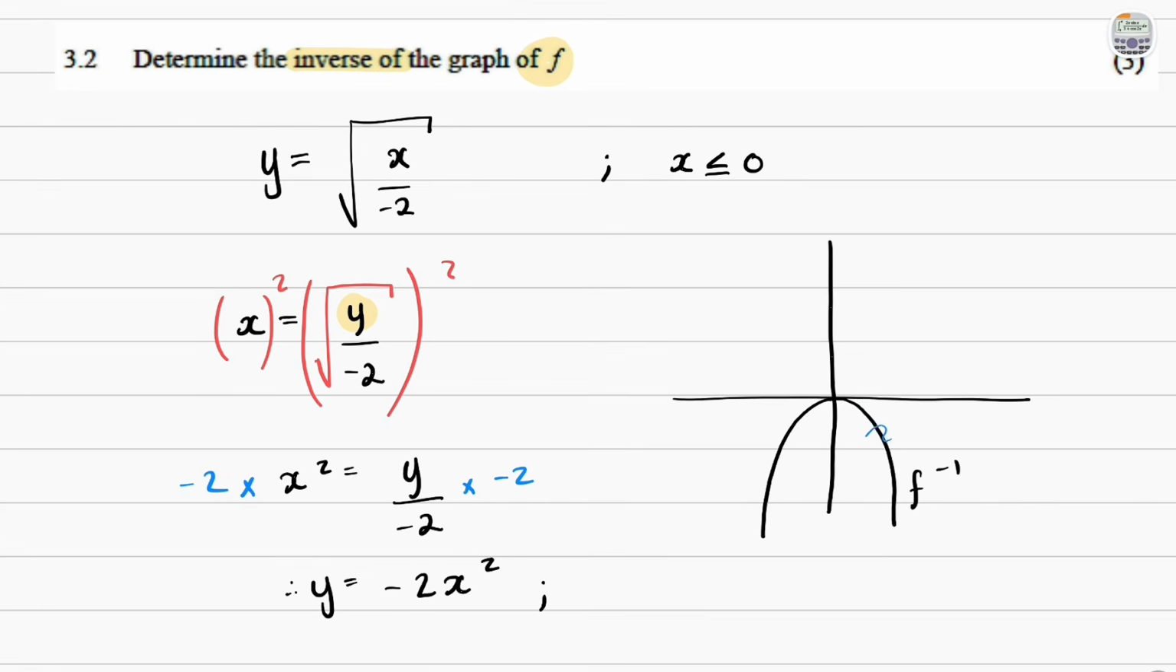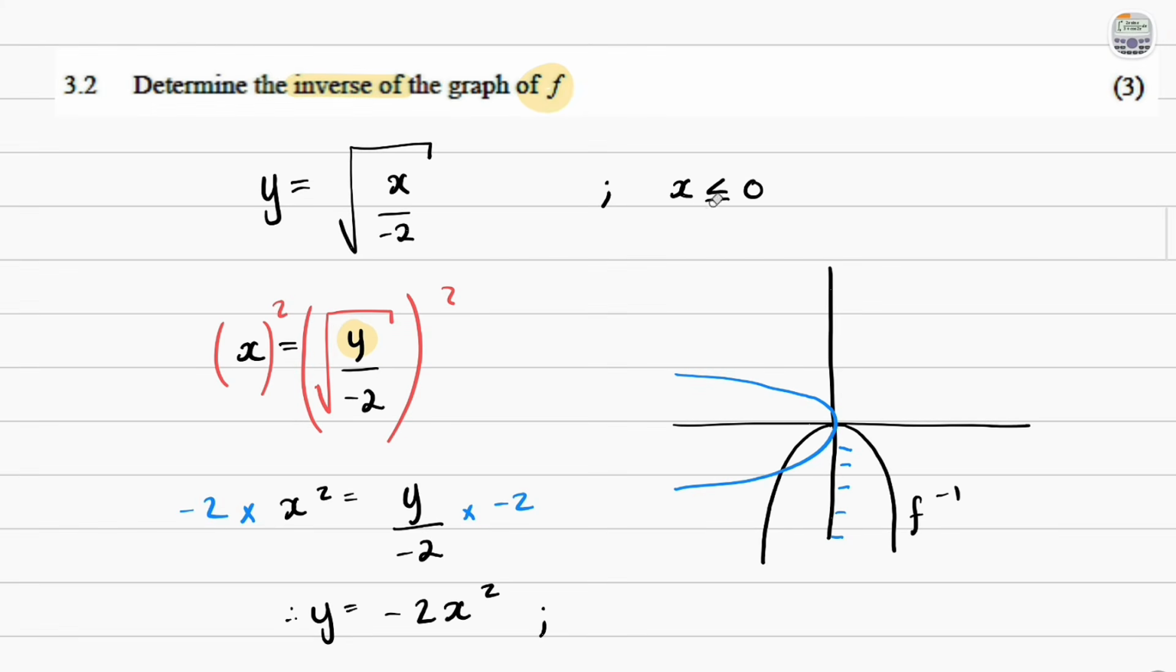So if this one is concave down, towards the negative part of the y-axis, this one, the inverse, will also be concave down, but towards the negative part of the x-axis. So it ends up looking like this. Okay, it ends up looking like that. Now, what they told us was that the values of x for which this exists was where x was less than or equal to 0.